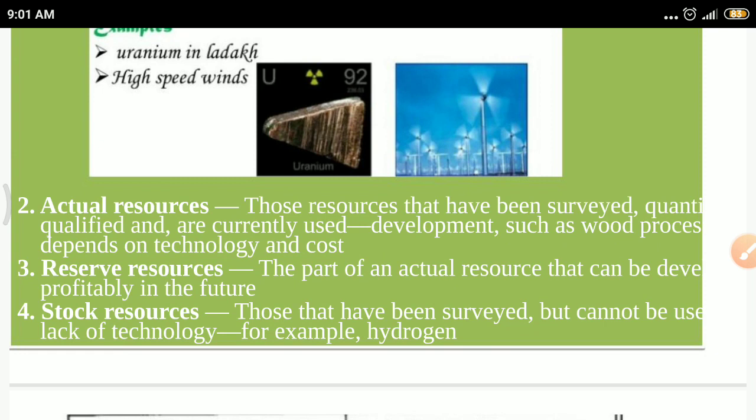Reserve resources mean what? The part of an actual resource that can be developed profitably in the future is called reserve resources.